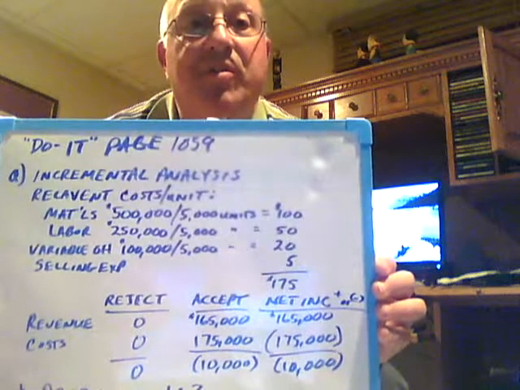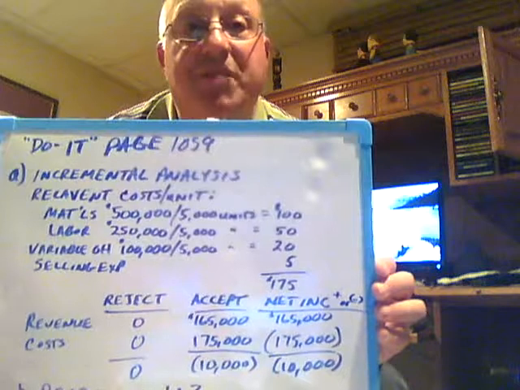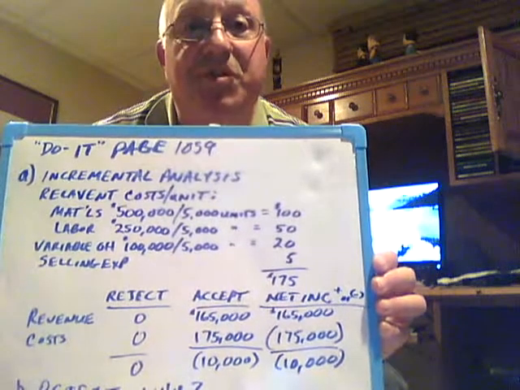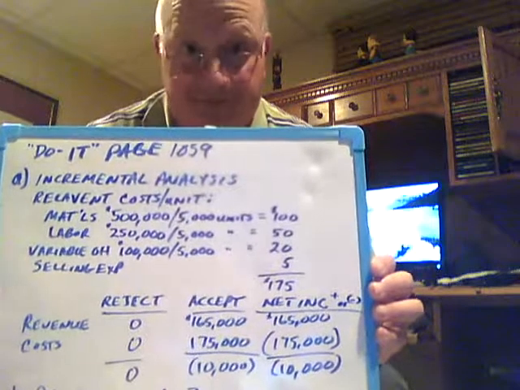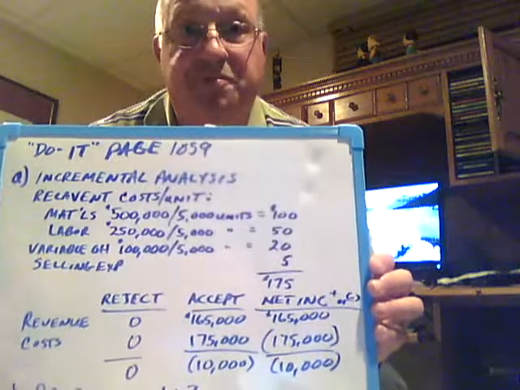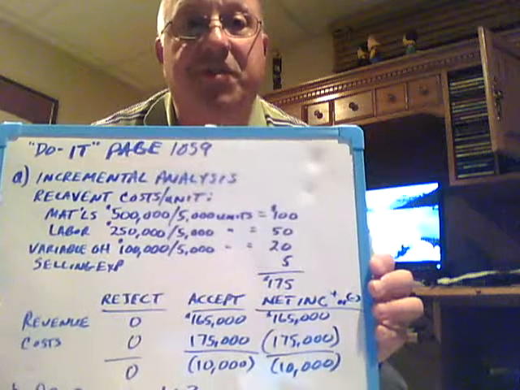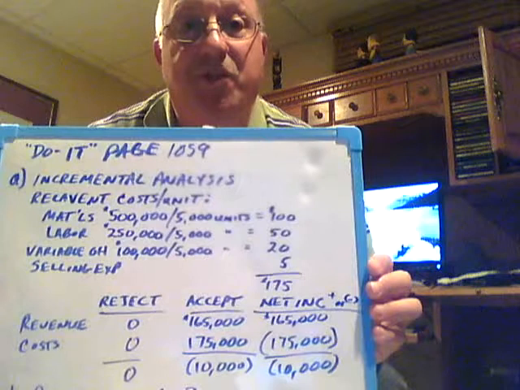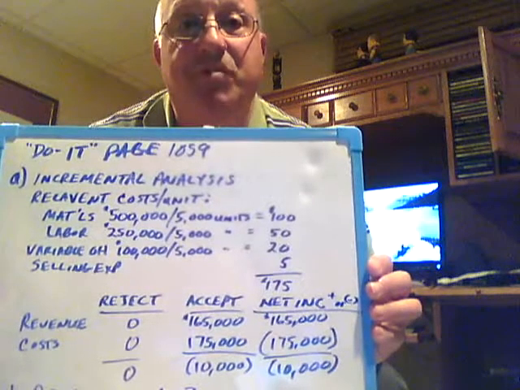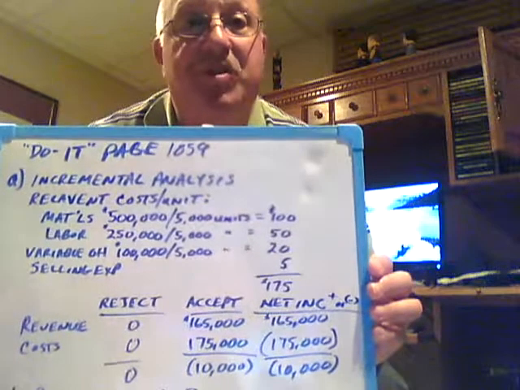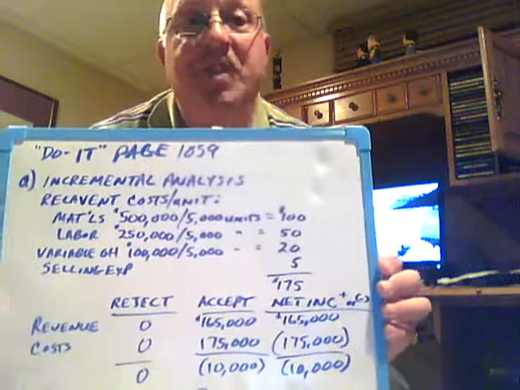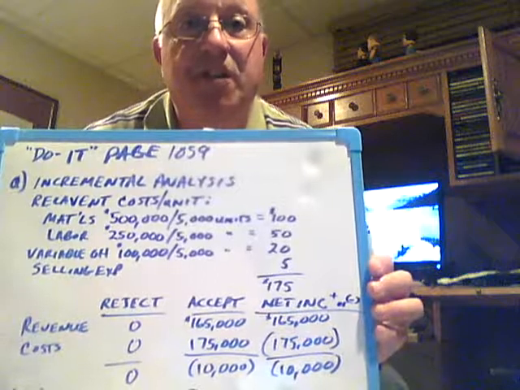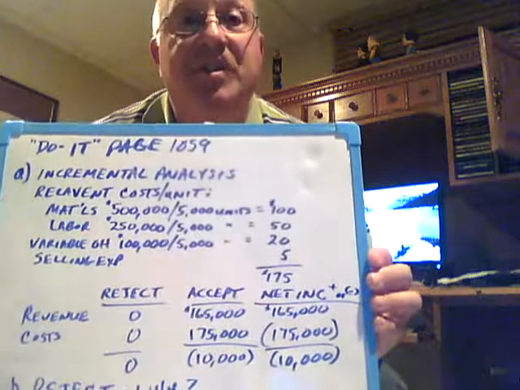But if we accept it, we're going to bring in revenues of $165,000 based on that price offer of $165 per unit for 1,000 units. However, we're going to incur $175,000 of new costs based on the unit cost we computed above there of $175 per unit, times those 1,000 units that they want us to sell them. So when we do the math on that, we don't have such a good deal.